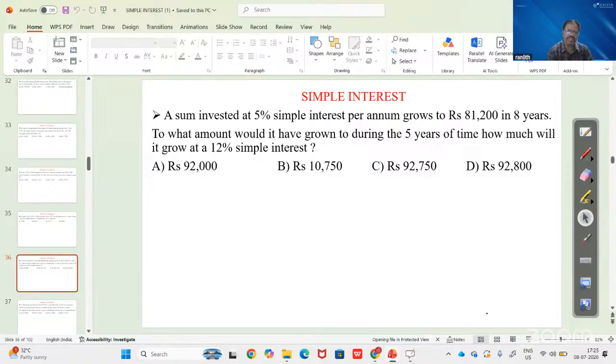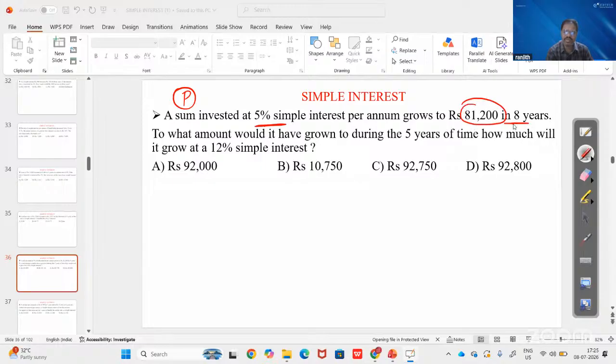A sum, the principal, is invested at 5% per annum simple interest. So it grows to 81,200 in 8 years. So the principal is becoming the amount. We don't know the principal. Principal is always 100. Amount will be equal to principal plus interest.